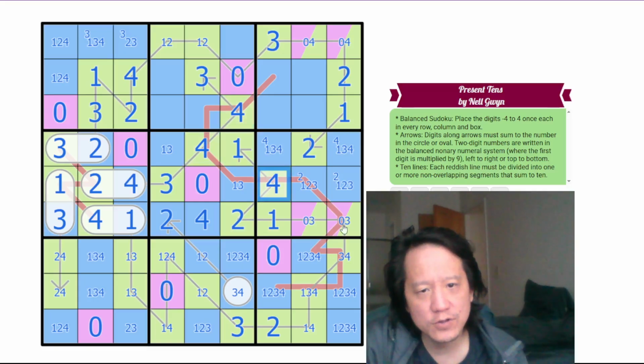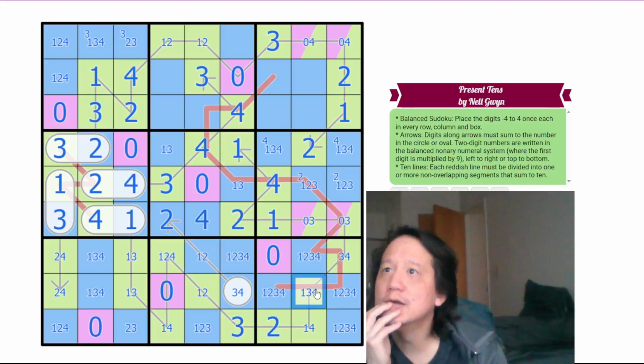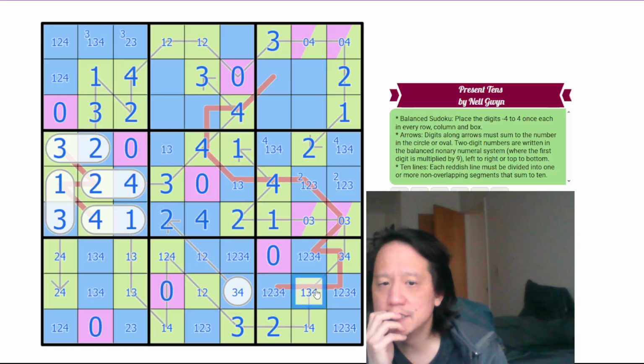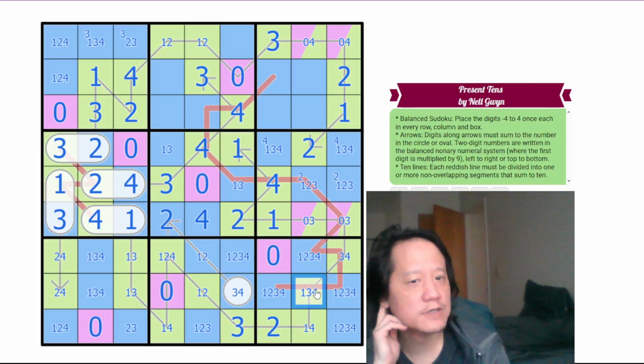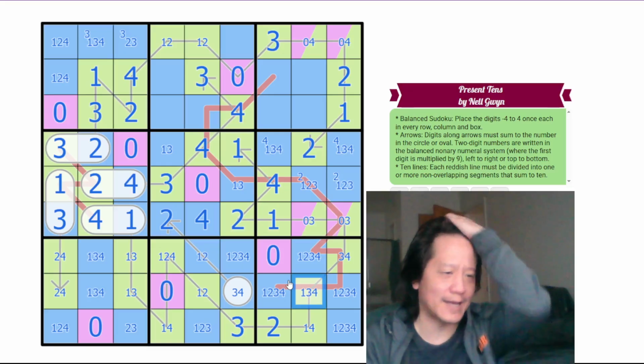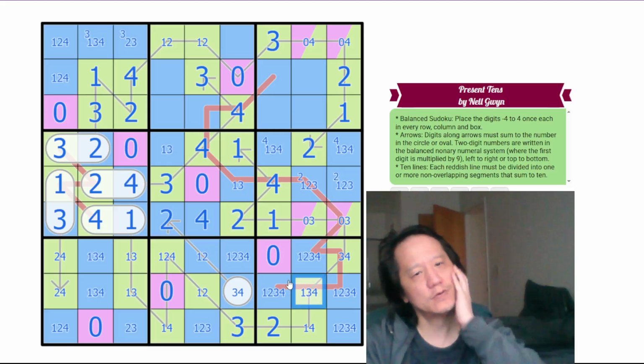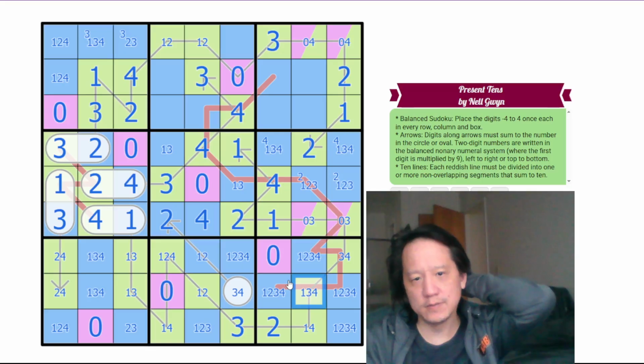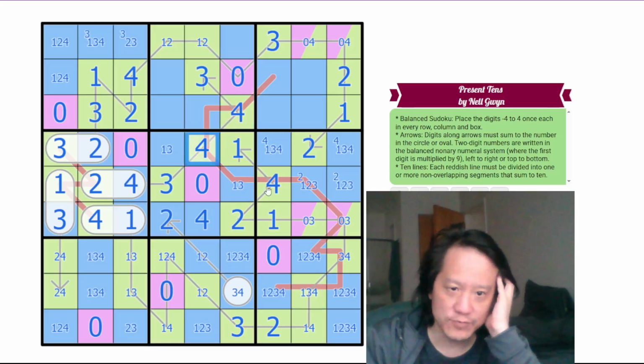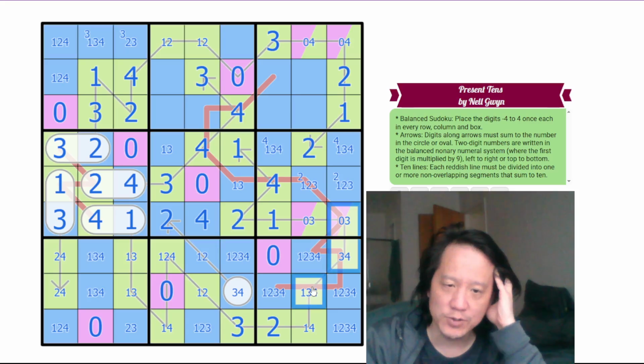12, 3, 4, 3. And it has to add up to 10 once. So therefore, that has to be the minimum of 1, right? We only have 12 here. This adds up to at most 10.